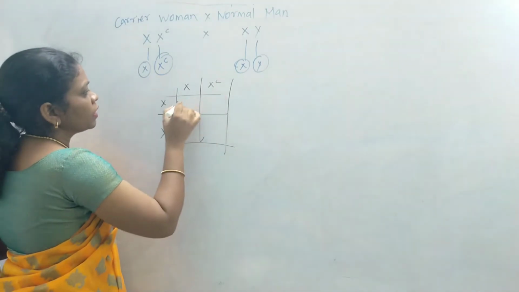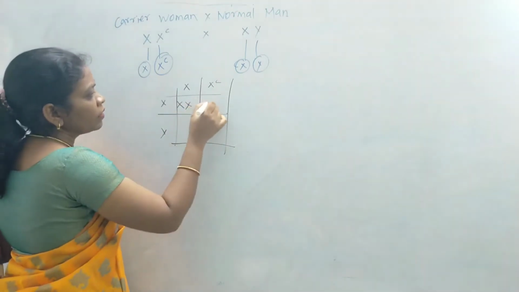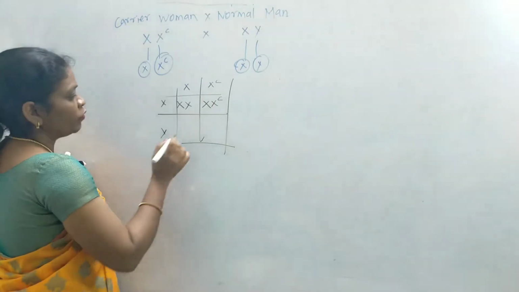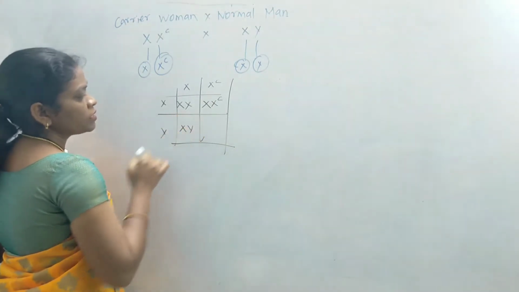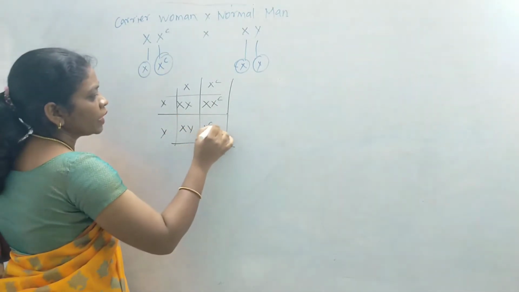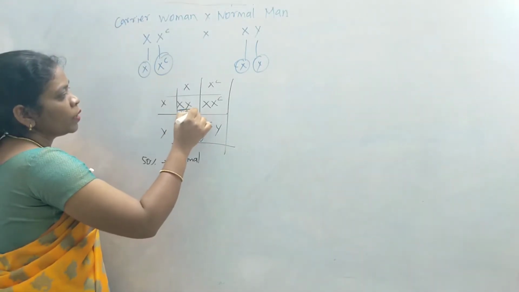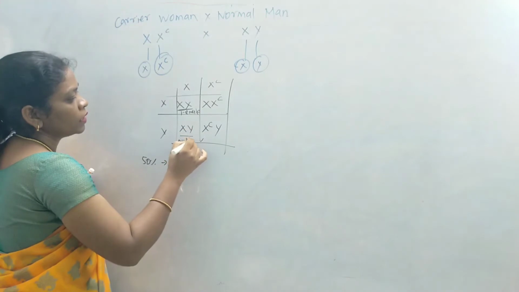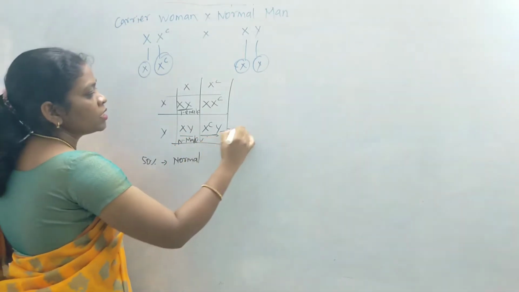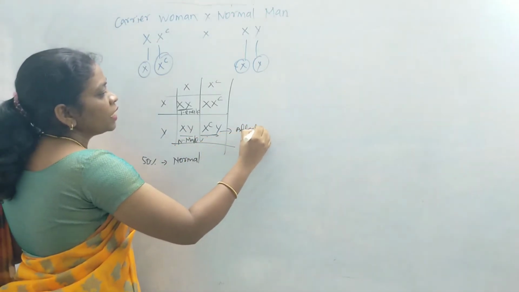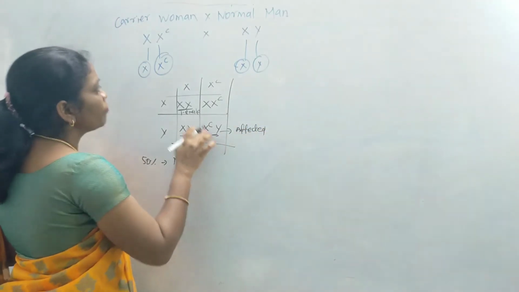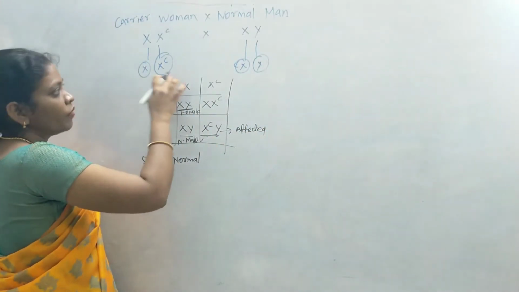Here it will be XX normal female, XC carrier female, here XY normal male, affected male. So one normal female and one normal male. Here you can find the male is affected by the disease because he will receive one of the X chromosomes from the mother, the carrier mother.